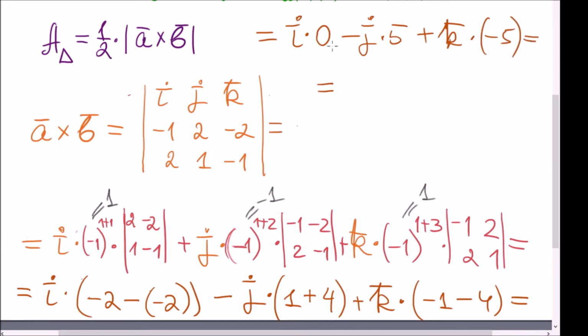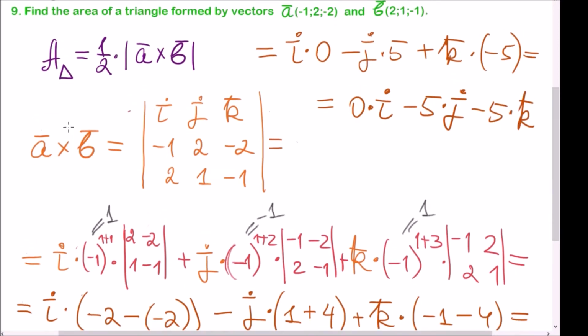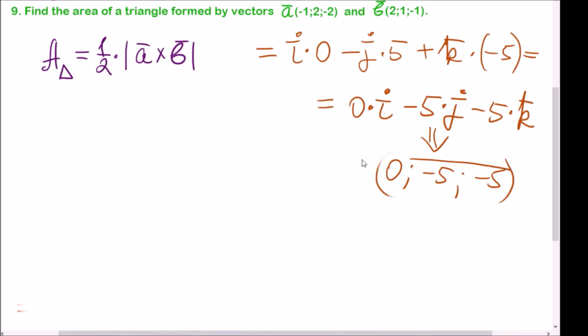So we have 0 multiplied by vector i, minus 5 multiplied by j, and minus 5 multiplied by k. So our cross product is the vector with the coordinates 0, minus 5, and minus 5. It's the cross product of the given vectors a and b.